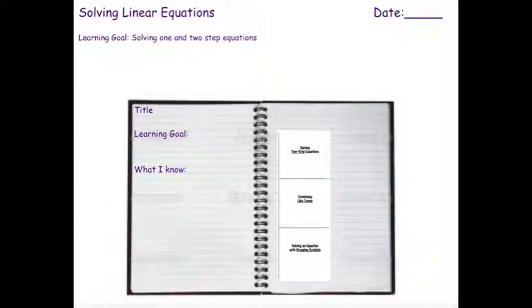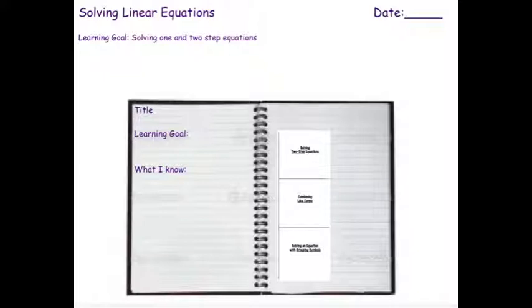Basically what you're going to do is print it out, fold it in half the long way like a hot dog, and paste it into your notebook so that the tabs that say solving two-step equations, combining like terms, solving equations with grouping symbols are facing up or facing outwards in your notebook, and you're going to cut along those horizontal lines to make separate windows. And then you can go ahead and take your notes within that foldable.